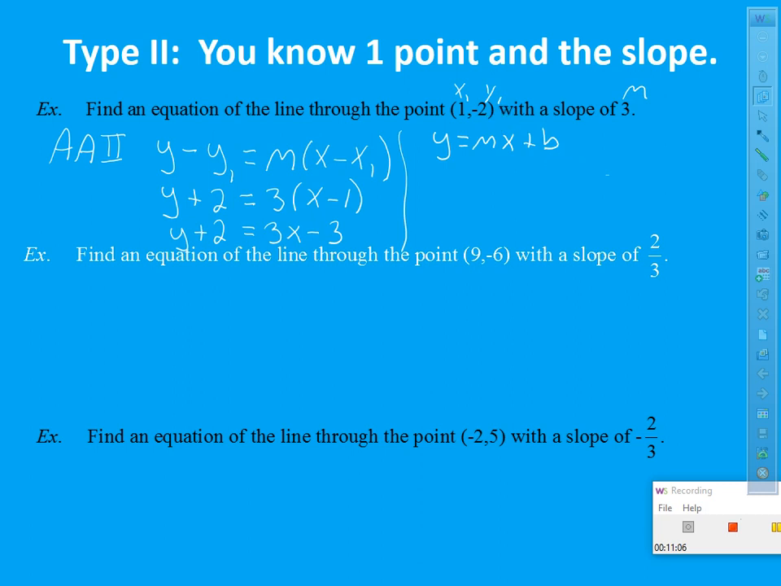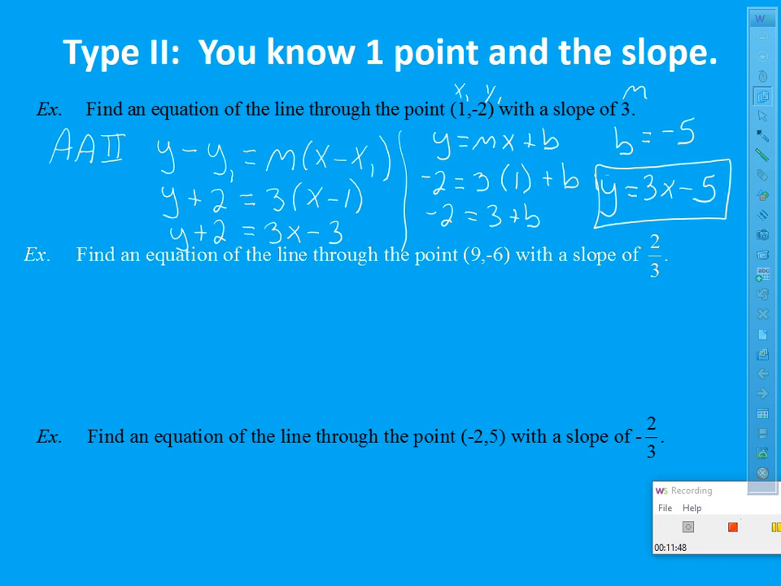So here's yet another way. In place of y, I'm going to plug in negative 2. In place of m, I'm going to plug a 3. In place of x, I'm going to plug a 1. And then I'm looking for my b value. So I've got negative 2 equal 3 plus b. Solve this thing for b, so I'm going to get b is negative 5. I know my slope was originally 3, so here's my equation. y equal 3x minus 5.